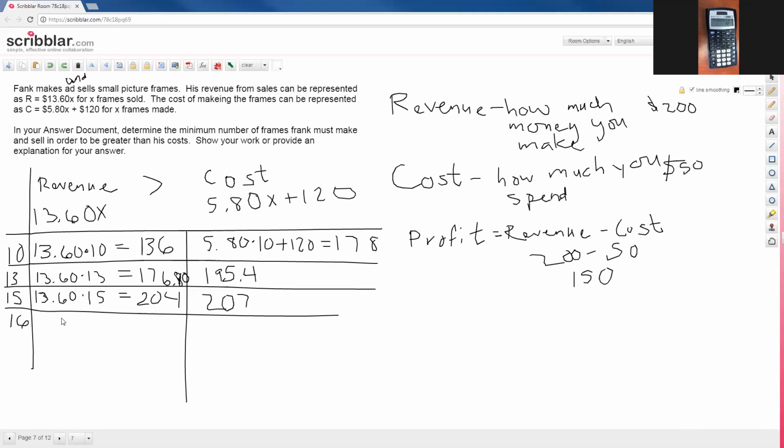$217.60. Very good. That is the revenue. And since it's money, I'm going to write 60 just so we know that's the 60 cents. And then 207 is when you do 15. That's the number we got for 15 frames. So make sure you bump it up one more. Now we're going to try 16. What do we get for 16? So we get 212.80. Good.